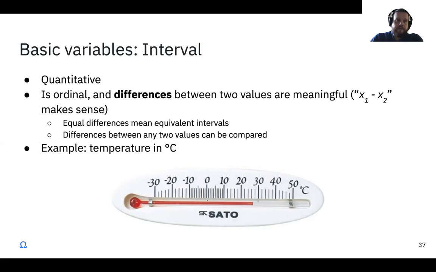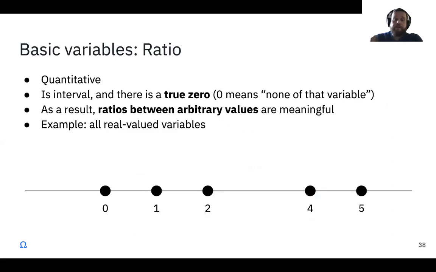And the final type of basic variable is the ratio variable. That one is quantitative and has all the properties of the interval variable. So you can order values, you can order their differences, and you can subtract meaningfully. And in addition, there is a true zero. Zero means none of that variable, the absence, the nothingness that we have discussed earlier. This has the result of ratios between arbitrary values being meaningful. So ratio variables are pretty much all real valued variables. Everything that's a real number is a ratio variable. You can come up with many examples.